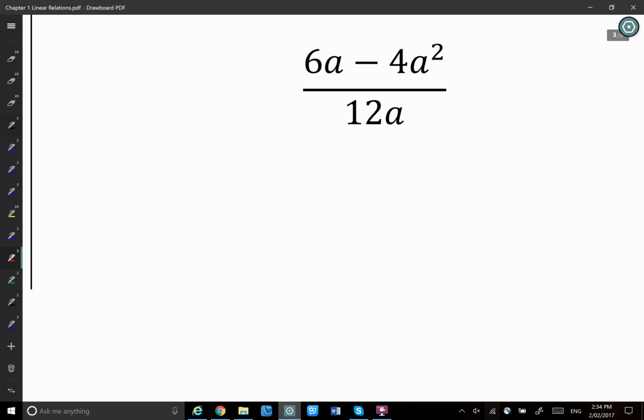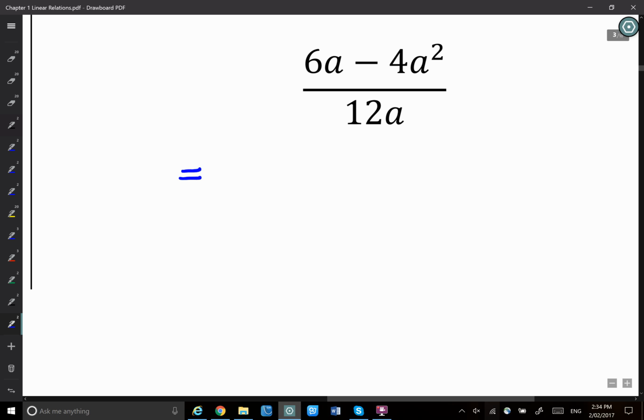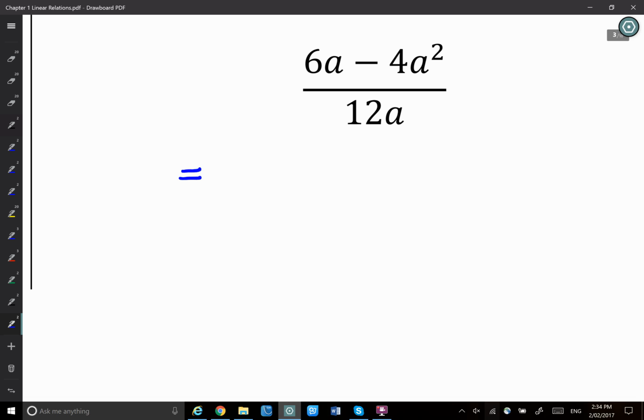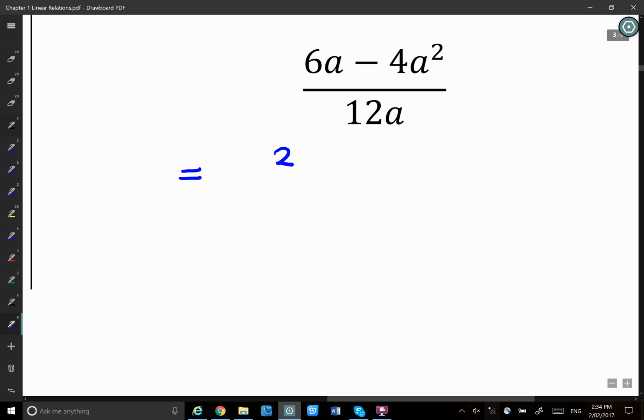Okay, for the next one, we have 6a minus 4a squared. Think about 4 and 6: we have 2 in common. a and a squared have a in common. So I have 2a as the common factor. 6a divided by 2a, we have 3. 4a squared divided by 2a, we are left with 2a.